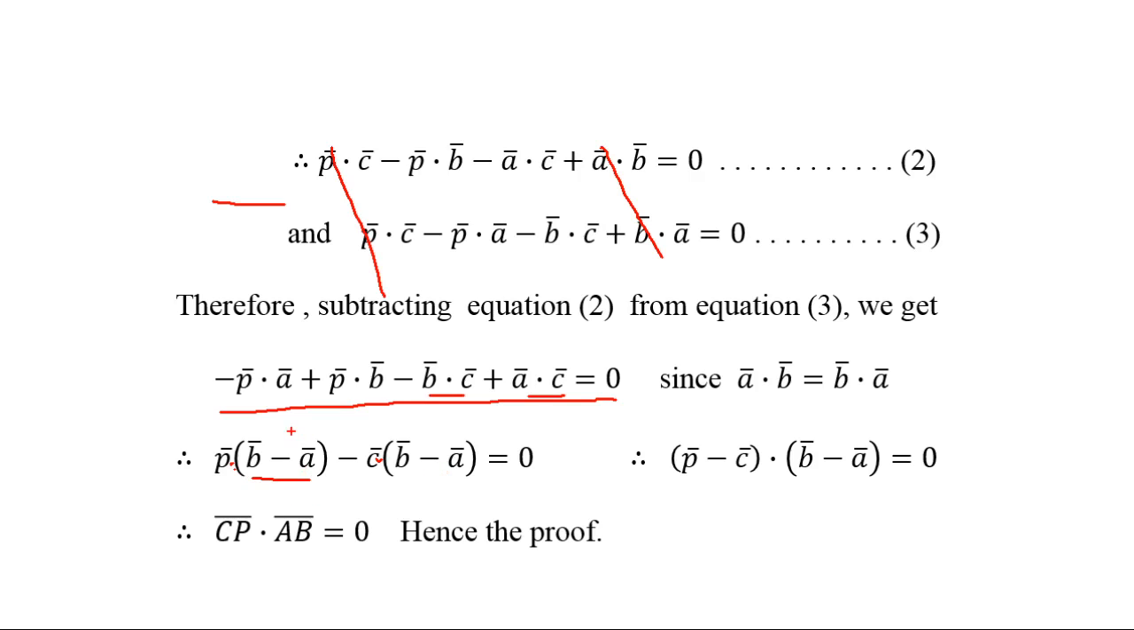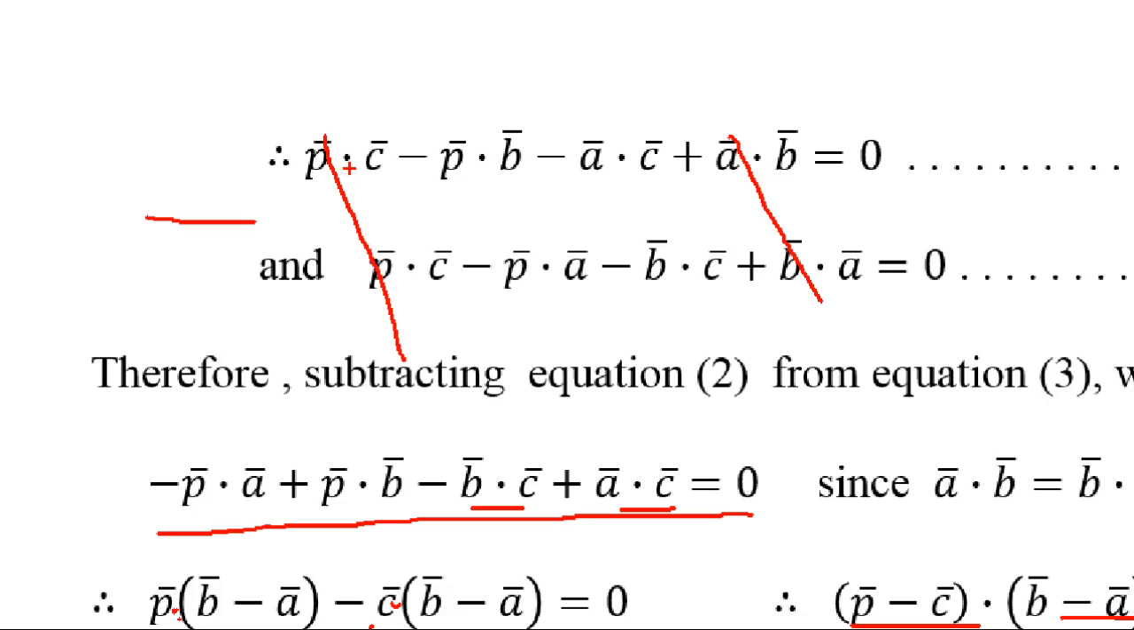Here also we have B bar minus A bar. Now we take this B bar minus A bar common from these two, and we will have this C bar minus A bar in another bracket. And finally we read this P bar minus C bar as CP bar dot AB bar. So see, we have proved that CP bar is perpendicular to AB bar.